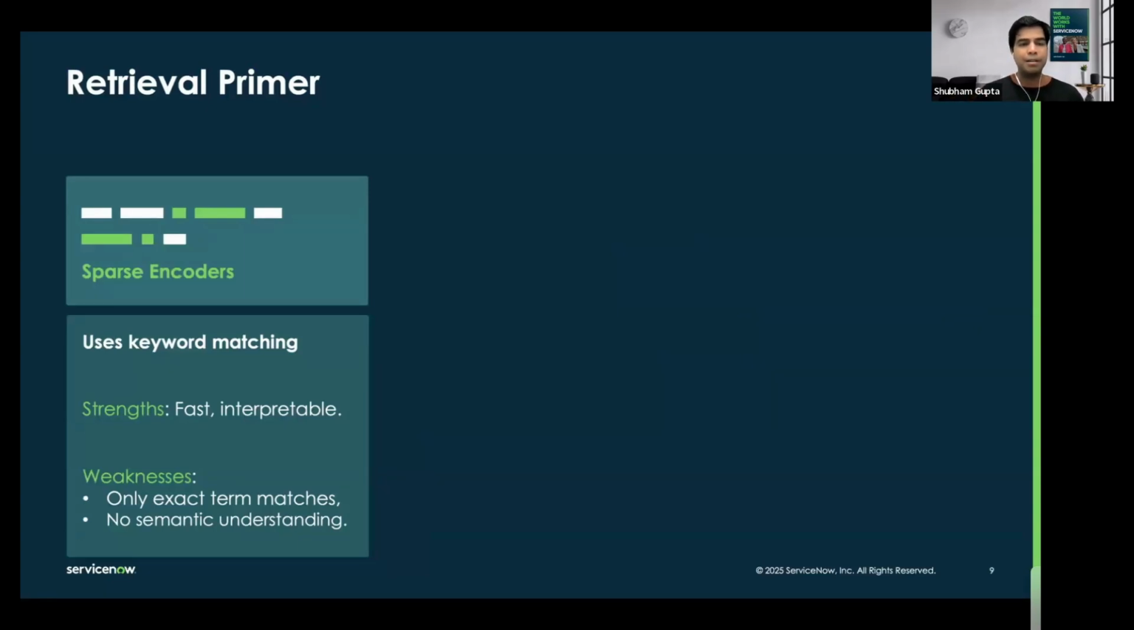The very basic way of doing retrieval, the first generation, is around sparse encoders. In the sparse encoder world, when we have a question and some documents, we match the documents to the question based on keyword matching. So say your question is asking about C plus plus. The retrieval system will look at the documents that contain the word classes, and some of the relevant words to your query, and will return documents based on that. Its strength is that it is very fast. It is very interpretable also.